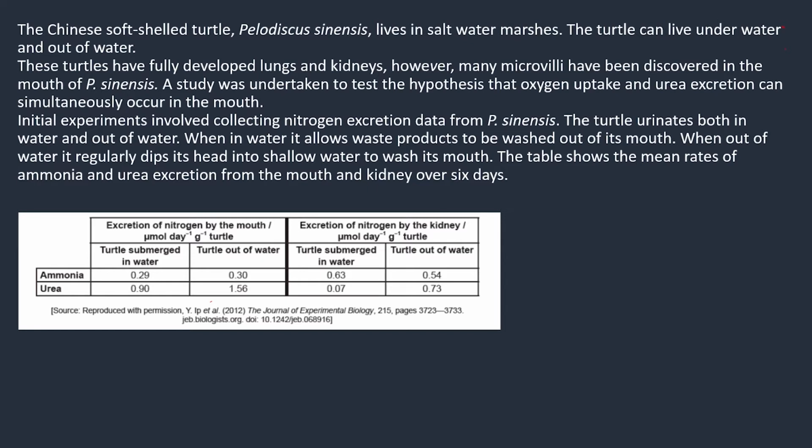They have fully developed lungs as well as kidneys, but they also have microvilli in their mouth to exchange oxygen and urea. And so the hypothesis that's stated here is that they can take in oxygen and excrete urea at the same time. If you look at the table given, they compare excretion of the nitrogenous compounds ammonia and urea from the mouth versus by the kidney, for turtles submerged in water versus the ones that are out of water.